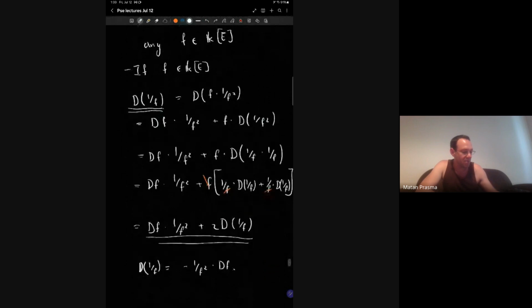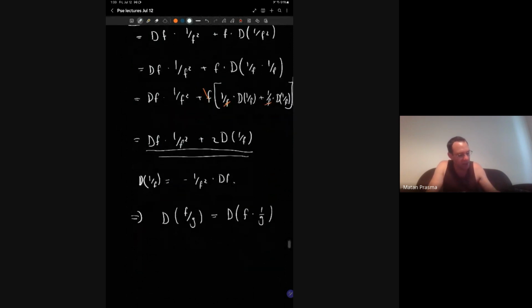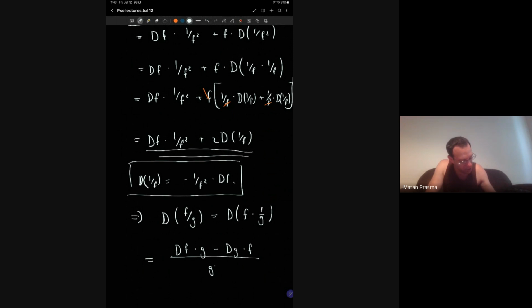Okay, so once I have d of 1 over f, I also have d of f over g. You take any rational function on E. It's like a quotient of polynomials. And d of f over g is d of f times 1 over g. Then I do the derivation of a product using this equation, but for g instead of f. And I get that the derivation of a quotient is d of f times g minus d of g times f, divided by g squared. This is the usual formula for derivation of a quotient that you know from high school.